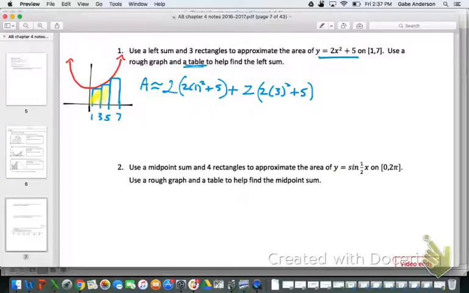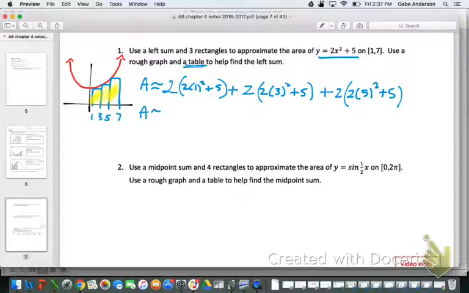And then finally I'm going to move on to the last rectangle here. So it's going to be plus, and the base once again is 2. The height will not be based on the function value at 1 or 3, but it'll be based on the function's value when x is 5. So it's going to be 2 parentheses 5 squared plus 5. At this point I just have a little bit of arithmetic to do to finish this off.